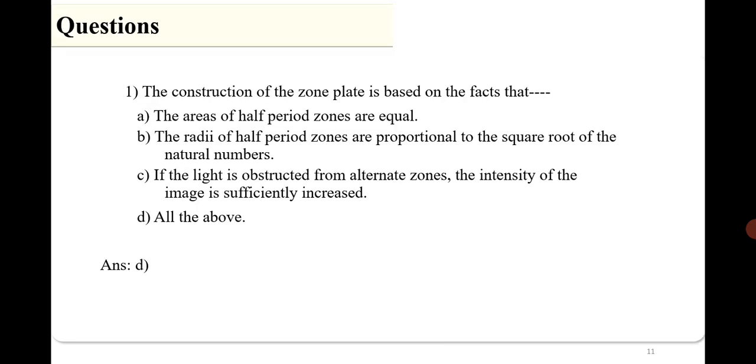So here, question 1. The construction of the zone plate is based on the fact that: option A, the areas of half-period zones are equal. Option B, the radii of half-period zones are proportional to the square root of the natural numbers. Option C, if the light is obstructed from alternate zones, the intensity of the image is sufficiently increased. Option D, all of the above. The answer is option D, all of the above.